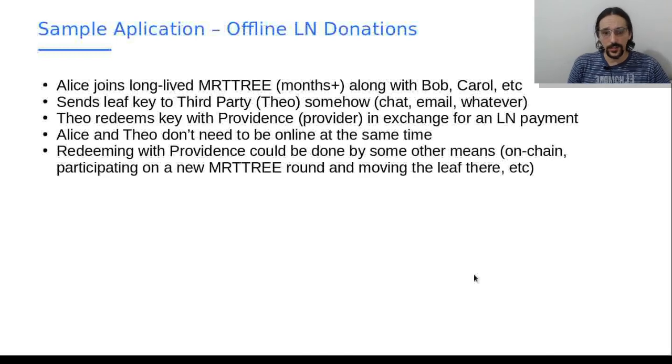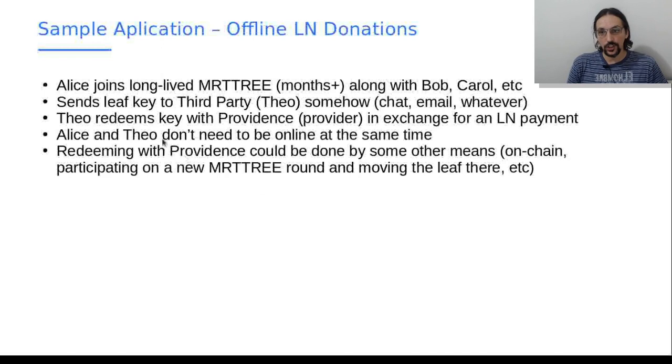So a sample application that we can show using Mr. Tree is offline lightning donations. The basic workflow for offline lightning donations using a Mr. Tree construction is by having Alice join a long-lived Mr. Tree construct, possibly along with other users. After building out this tree and having the funding transaction confirmed, Alice can go offline for quite some time. She doesn't need to participate anymore in the Mr. Tree.